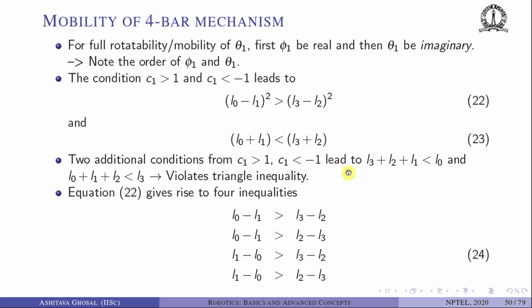Okay, so finally, this equation 22 gives rise to four inequalities because it's a square. So we can have L0 minus L1 greater than L3 minus L2. We can also have L1 minus L0 greater than L3 minus L2 if you take the minus sign, and likewise for the other two.